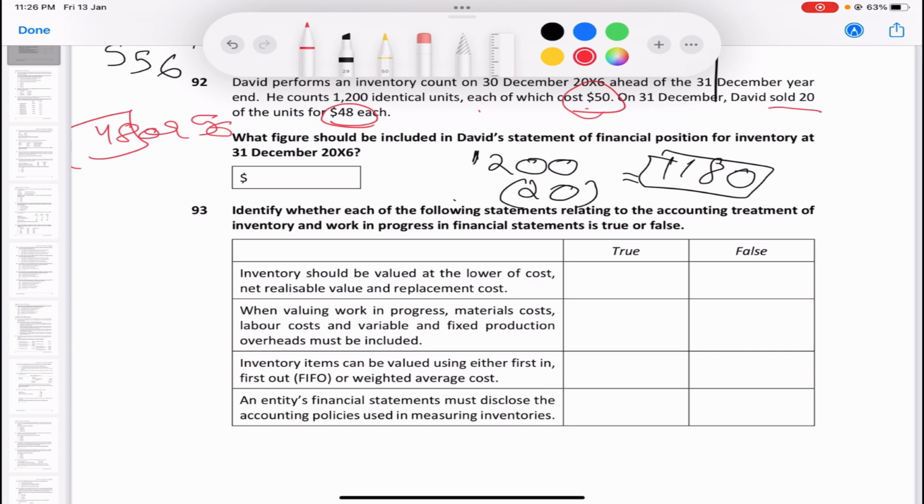So what was our rule? The conservatism rule used to state that the net realizable value or the cost value, whichever is lower, we will always take into account. So here 48 is lower, and these are the number of units which are left in the inventory, right? So 180 multiplied by 48 will give you the value of the closing inventory. So my answer is 8,640.